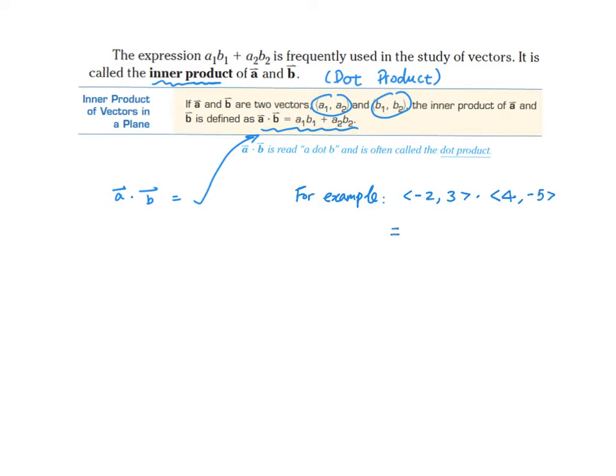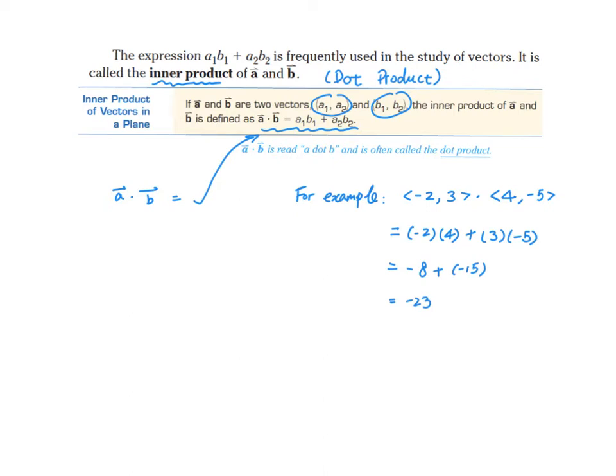How to find the dot product? The rule is to multiply the x with x plus y with y. We will have -2 times 4 plus 3 times -5. That's -8 plus -15. So in total we will have -23.